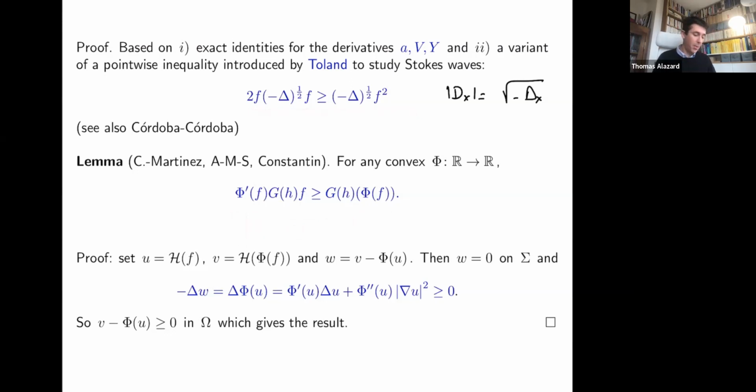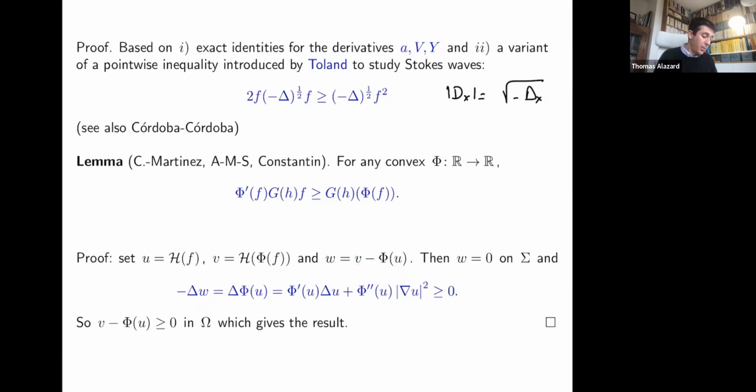The proof is very simple. It consists in observing that if you denote by u the harmonic extension of f, by v the harmonic extension of phi of f, and set w to be the difference of these two functions, then of course w is equal to 0 on the free surface, because on the free surface this is equal to phi of f and this is equal to phi of f also. And in addition, you can compute minus Laplacian of w. Minus Laplacian of w is equal to Laplacian of phi of u because v is harmonic.